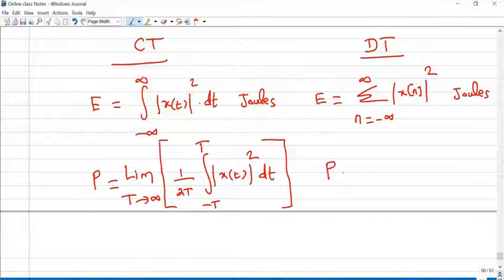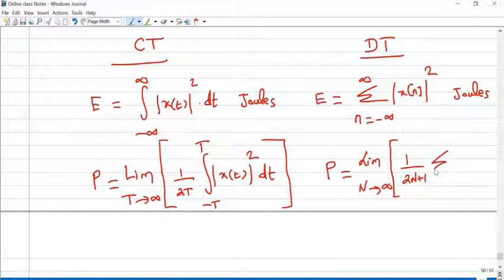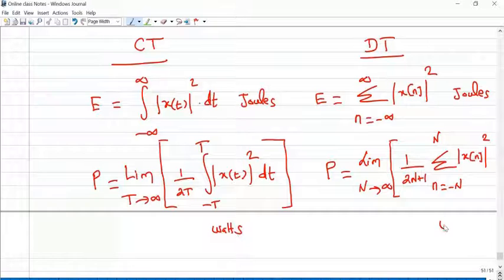Similarly, for calculating power of a discrete time signal: limit n tends to infinity, 1 divided by 2n plus 1, summation n equals minus n to n, modulus x of n square. The unit is watts. The unit of the power is watts, and here also watts.